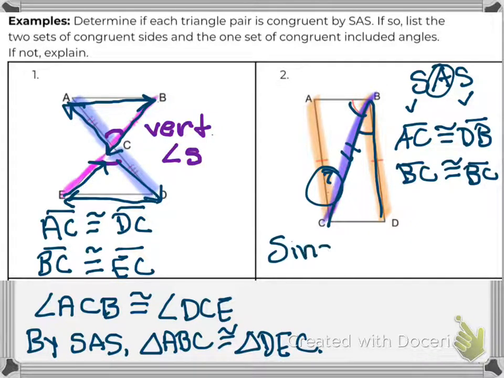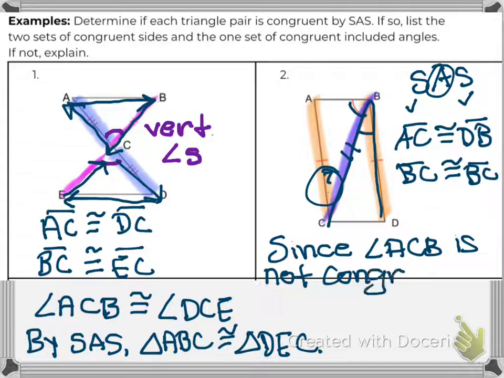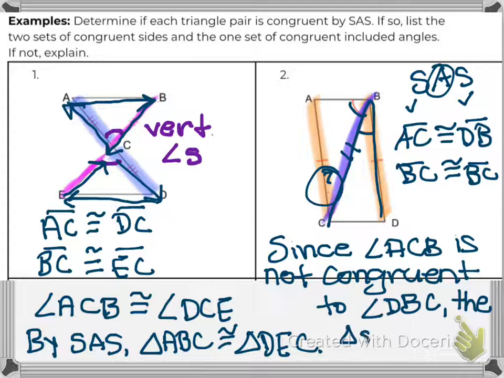So since angle ACB is not congruent to angle DBC, the triangles are not congruent. I'm going to have to write shorter here. Triangles aren't congruent by SAS. And I ran out of room, so I'm using my symbols. Okay.